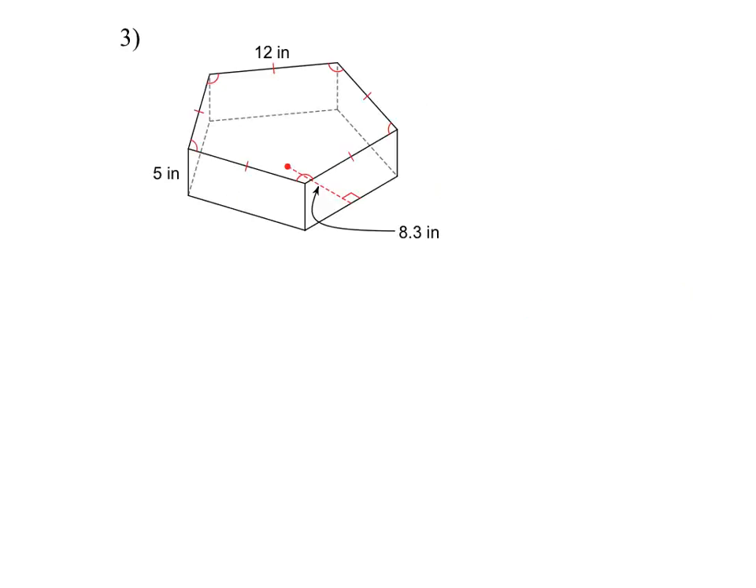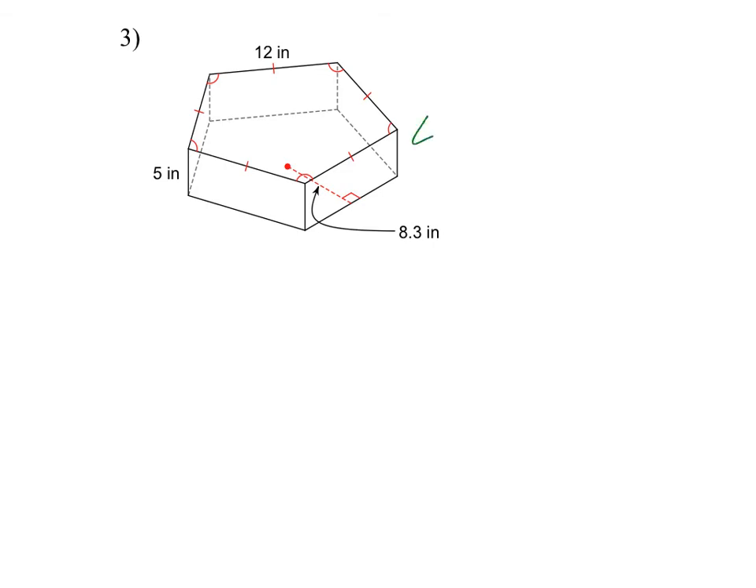So in this case, I have a prism, a pentagon prism, right? Because my bases are 1, 2, 3, 4, 5 are pentagons, right? And then each side is a rectangle, right? And as you can see right here, it says regular pentagon. So that means that I can just find that area. But I'm going to start by finding the lateral area, right?